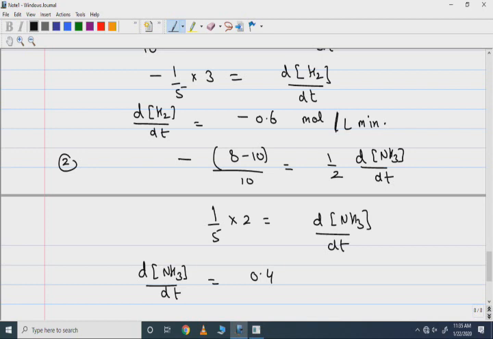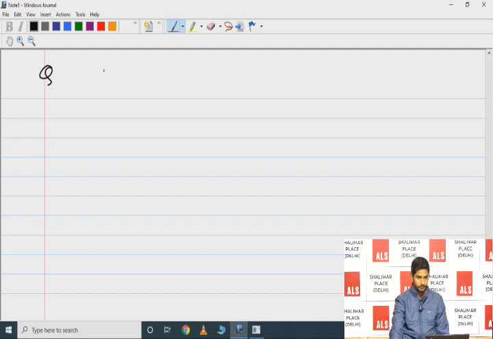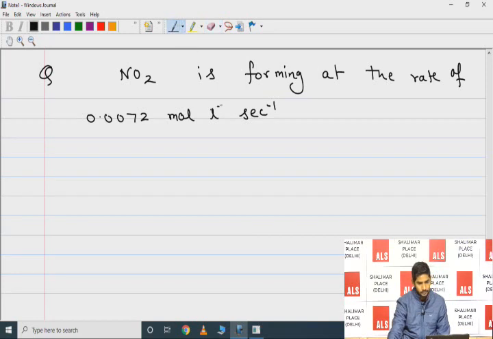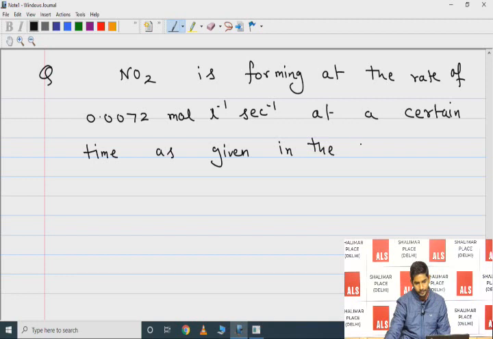Copied. Okay, do this question. NO2 is forming at the rate of 0.0072 mole per liter per second at a certain time, as given in the following reaction.